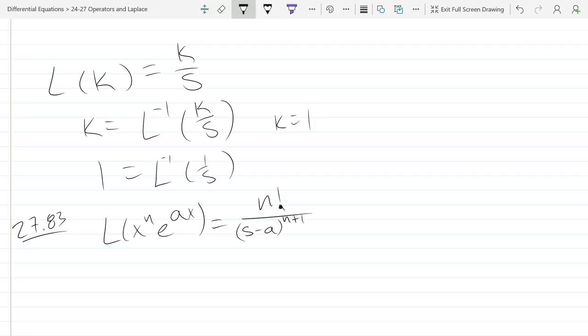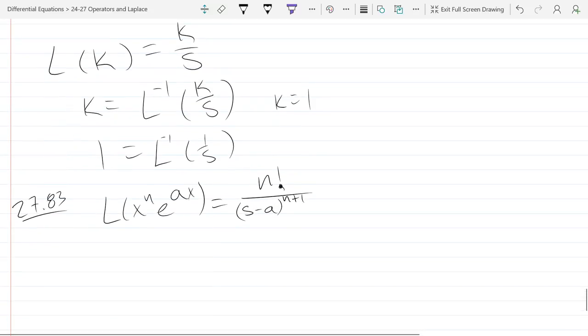And there are restrictions that I'm not writing down, like on this, s needs to be greater than a, but that's not a huge deal for us right now. If I was going to plug in values, or if I wanted to see what values the solution is valid for, I'd have to look a little more carefully right there.